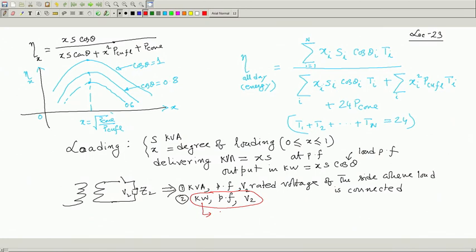If kilowatt is given, kVA will be equal to kilowatt by power factor, you calculate. Then the corresponding x at which the transformer is operating is this kilowatt by power factor divided by rated kVA. This is the value of x, you remember this.